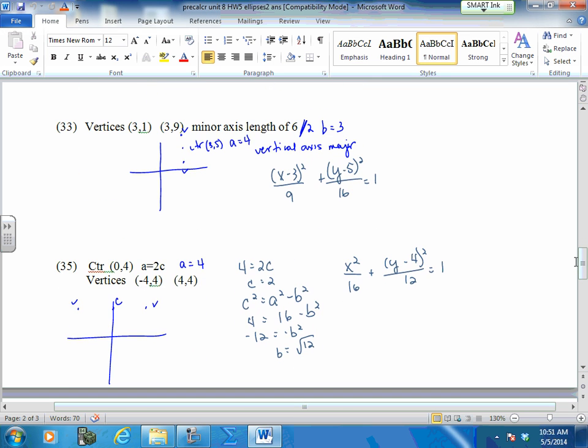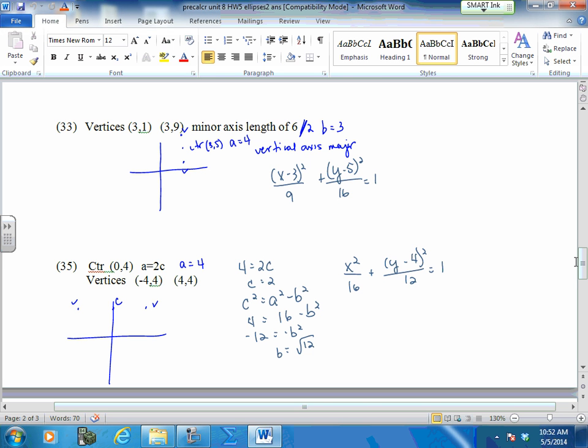All right, 33 and 35. Vertices, minor is your B. Make sure you split it in half. When you find it, make sure you square it. The numerator squared, the denominator squared. Find your center. Smack in the middle. I find the sketches are very helpful.